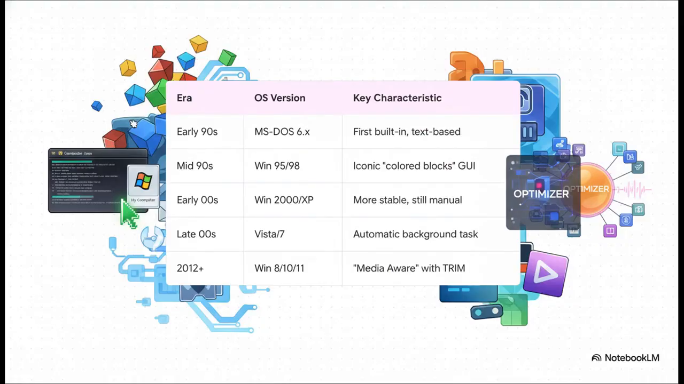And this table really just puts the whole 30-year adventure into perspective. I mean, it went from a simple tool that Microsoft had to borrow from another company, to the visual icon of the 90s, to the invisible background worker, and finally to the intelligent adaptive optimizer we have today. It's a perfect little story of how software has to evolve right alongside hardware.